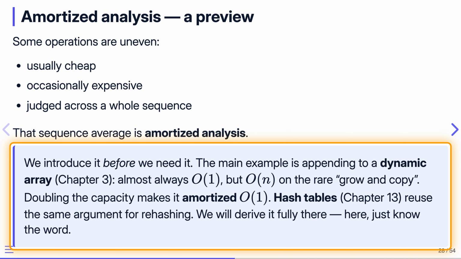A good example is adding to a dynamic array, which you meet in Chapter 3. Almost every add is cheap, big O of 1, but once in a while the array is full. Then it must grow and copy everything, which costs big O of n. The trick is to double the size each time the array grows. When you spread that one rare big cost across all the cheap adds, each add costs big O of 1 on average. We call this amortized big O of 1. Hash tables in Chapter 13 use the same trick. For now, just learn the word.